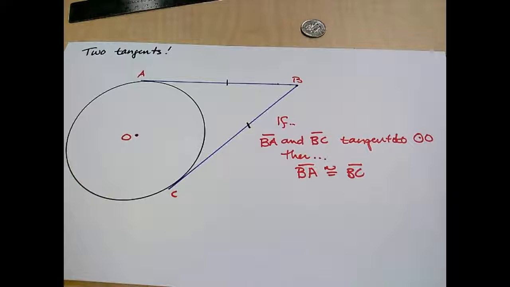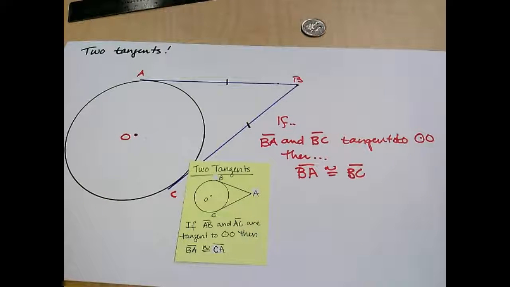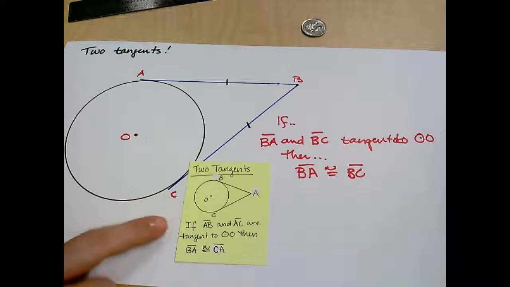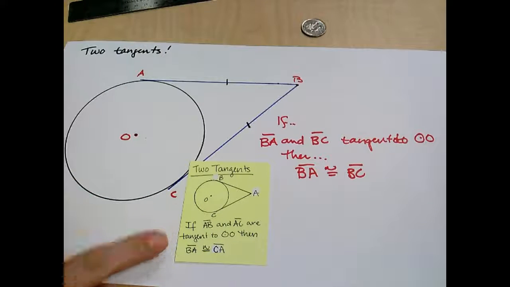It makes it a lovely setup when we're solving for triangles, which you guys will see in just a second. It's, like I said, very simple. Our two tangents theorem is right here. Like I said, I like to put mine on separate cards. It gives me my drawing, tells me that two tangents: if line AB and AC are tangent to circle O, then BA and CA are congruent.